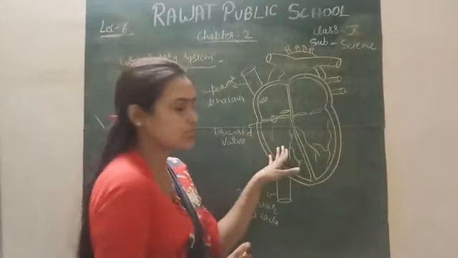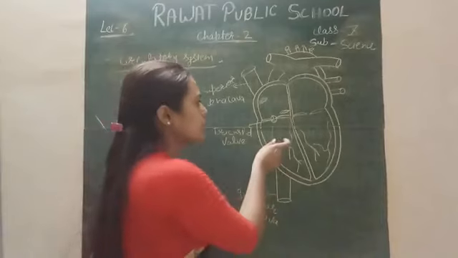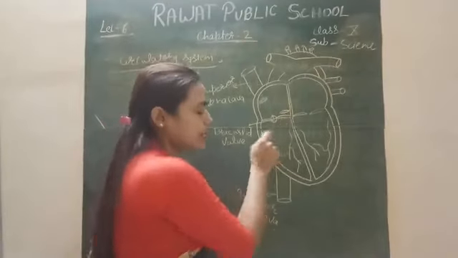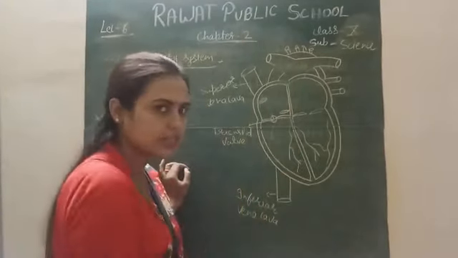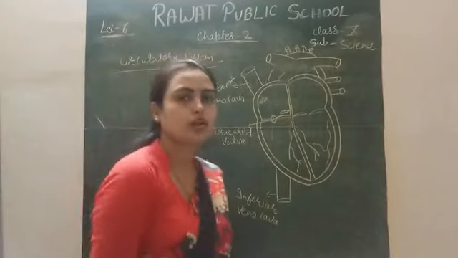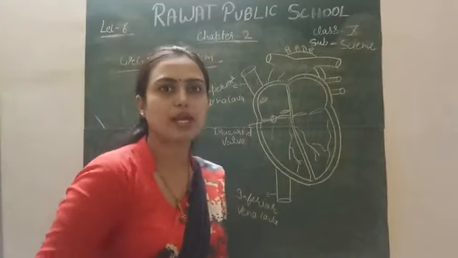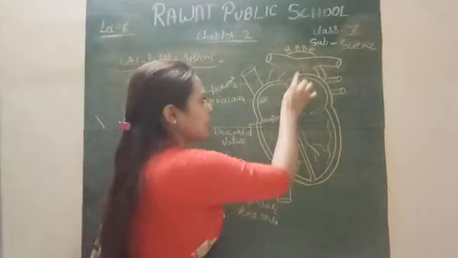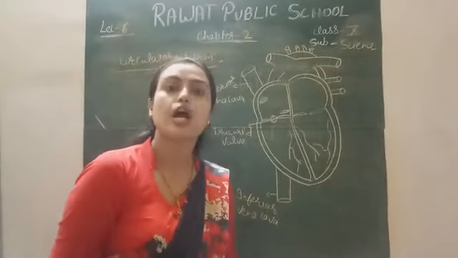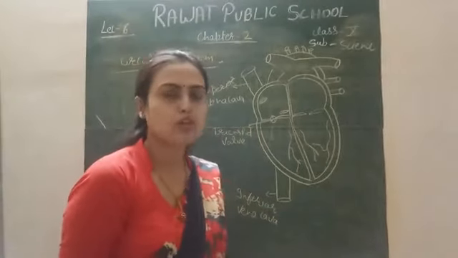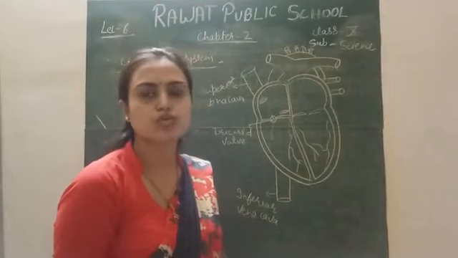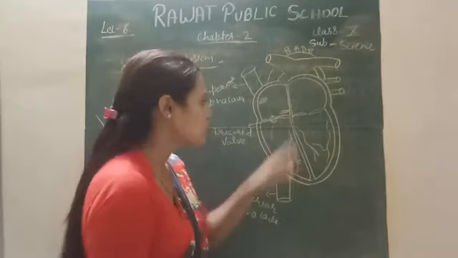When the deoxygenated blood is in the ventricle, it is connected with a separate tube, the semilunar tube, or you can say the pulmonary artery. This is the pulmonary artery, which is attached to the lungs in your body. So deoxygenated blood goes into the lungs for oxygenation.